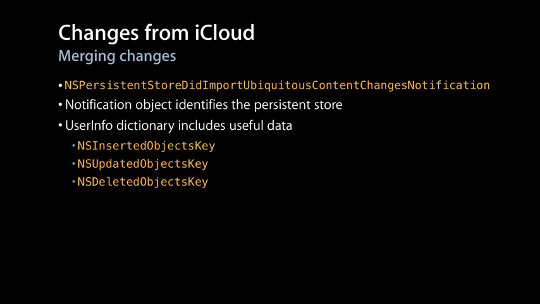Now, this notification that comes in also has a lot of information passed along with it. In particular, the notification object will identify the specific persistent store that was affected by this import. So if you have multiple stores in your application, you'll know exactly which one updated. The user info dictionary also includes a lot of other useful information in case you need to make use of that in your application. You'll get a chance to know which objects were inserted, so basically which ones were created, which objects were updated, and which objects were deleted.